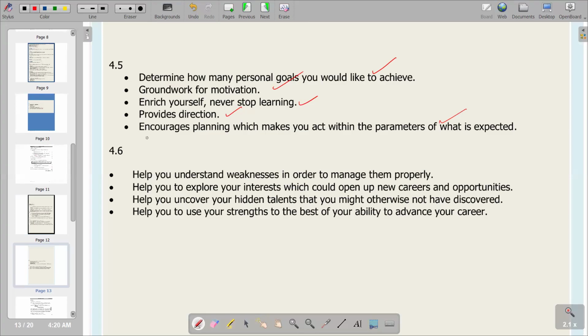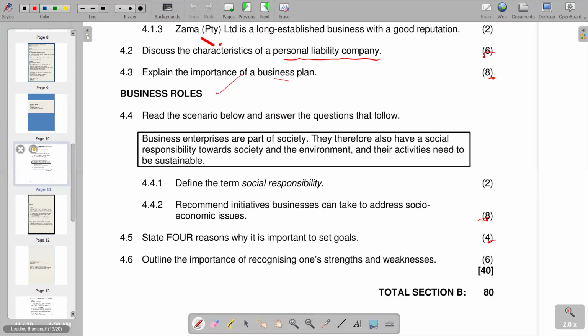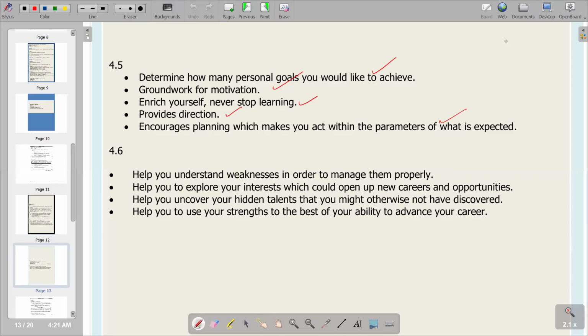Then 4.6 is saying outline the importance of recognizing one's strengths and weaknesses. What is the importance of you knowing your strengths and weaknesses? Obviously, on the part of weaknesses, you can address those weaknesses, and it becomes a positive. In 4.6 these are the points that we have in terms of the importance of recognizing your strengths and weaknesses.